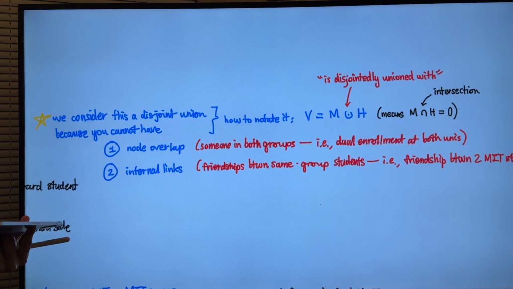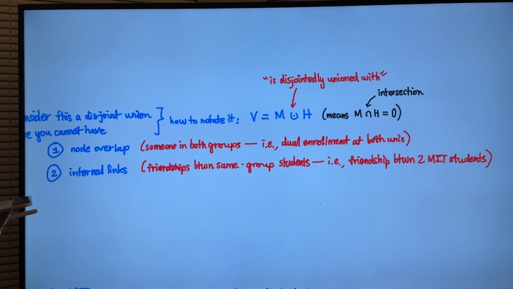Second, we are not considering internal links. In other words, with this example, we're not considering Harvard and Harvard friendships or MIT and MIT friendships, right? That's internal links, that's internal friendship links. We're only considering friendships between Harvard and MIT students. One Harvard student, one MIT student, they handshake, they become friends, etc.